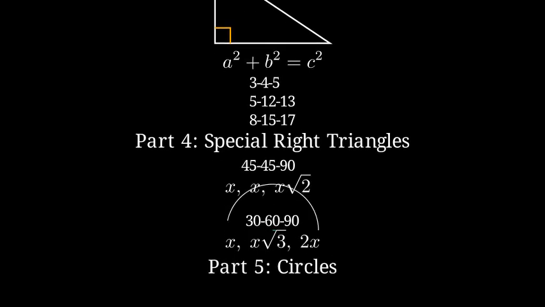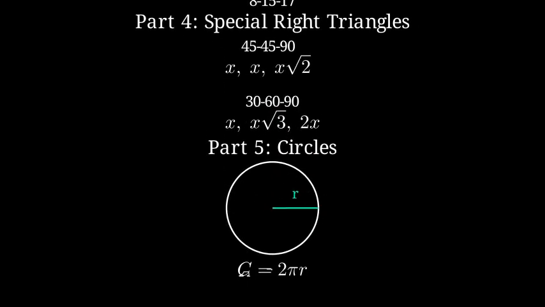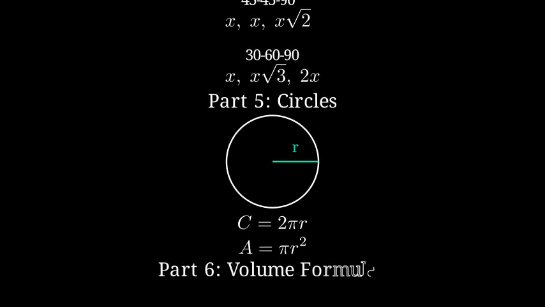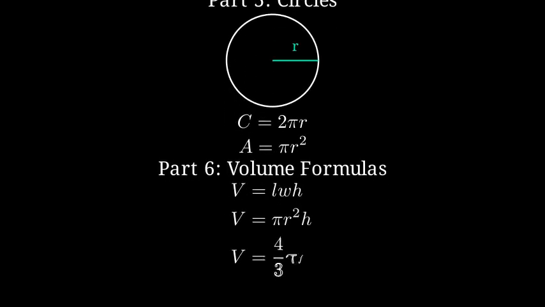Part 5. Circles. Circumference is 2 pi r. Area is pi r squared. Arc length and sector area may also appear, so always pay attention to the radius. Part 6. Volume formulas. Rectangular prism volume is length times width times height. Cylinder volume is pi r squared h. Sphere volume is 4/3 pi r cubed.